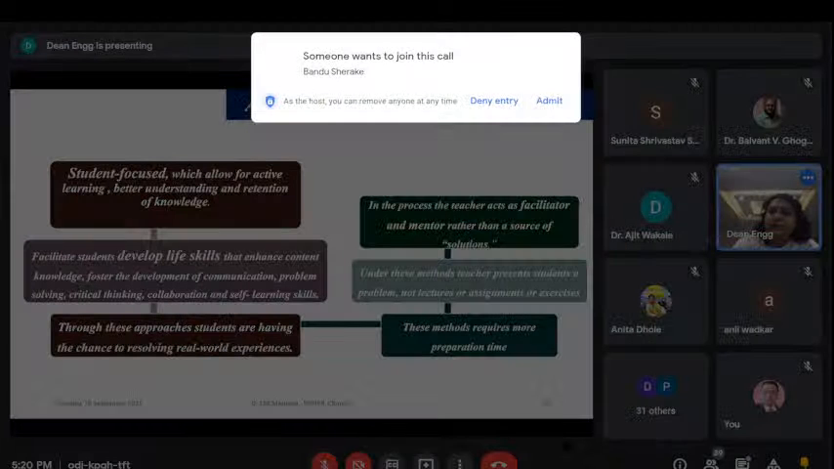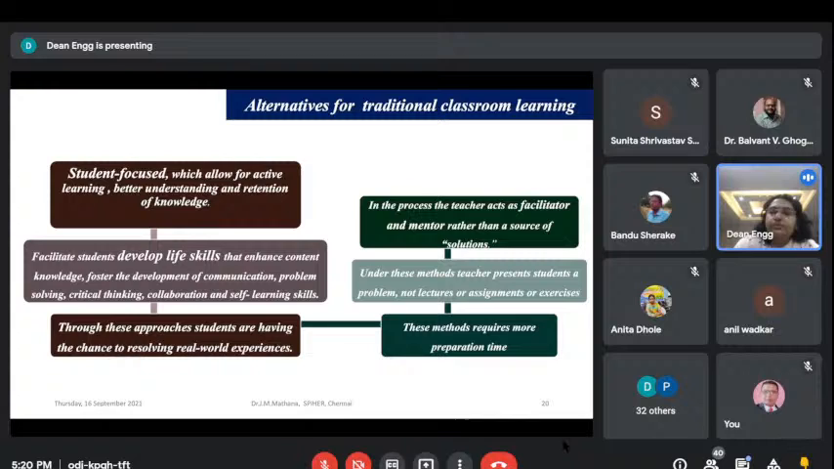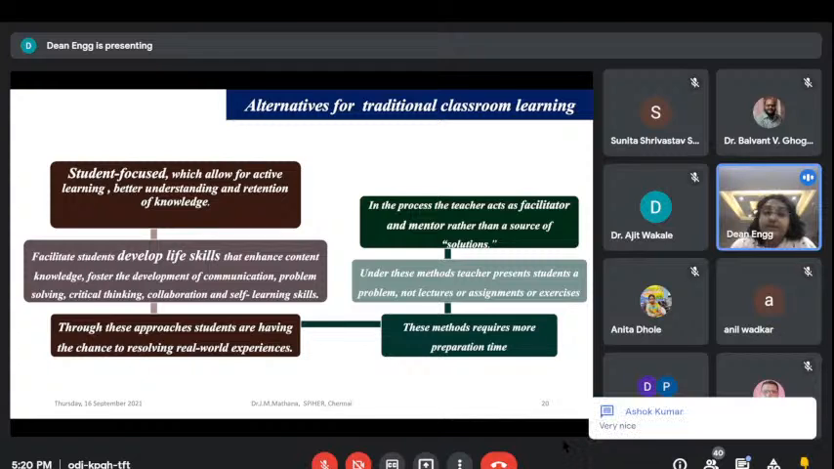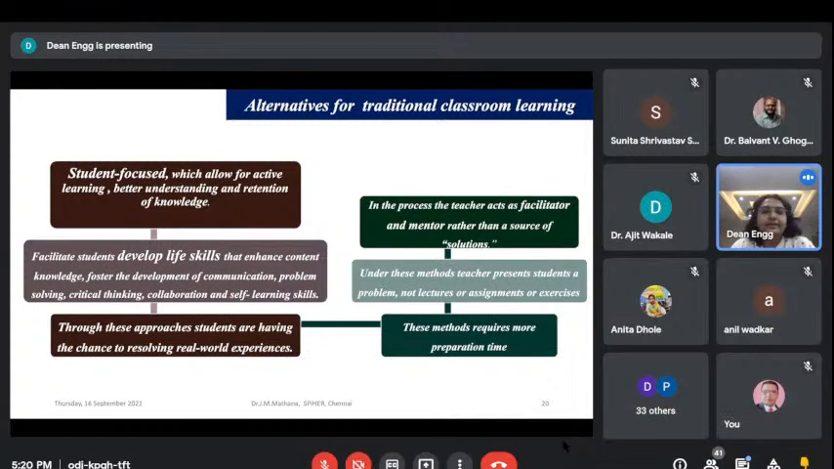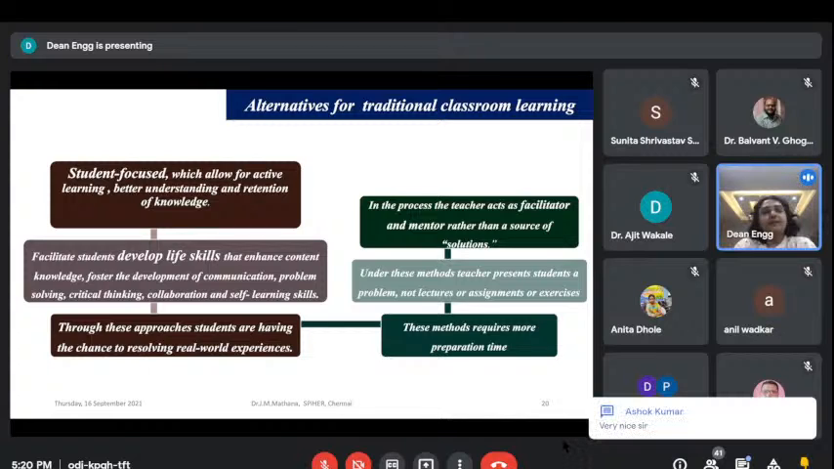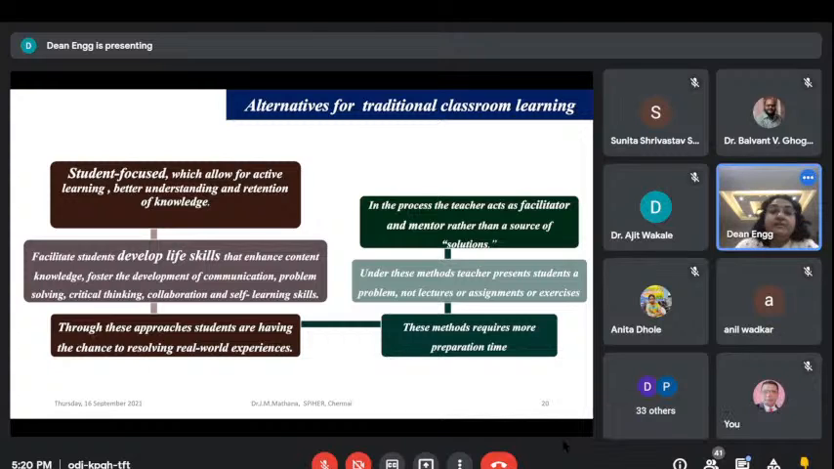Actually, traditional classroom learning is always faculty centered, or we can say teacher centered, right? But alternatives are student focused. They allow active learning. That is very important. And second, they develop life skills that enhance content knowledge, critical thinking, collaboration and self-learning skills of the student.